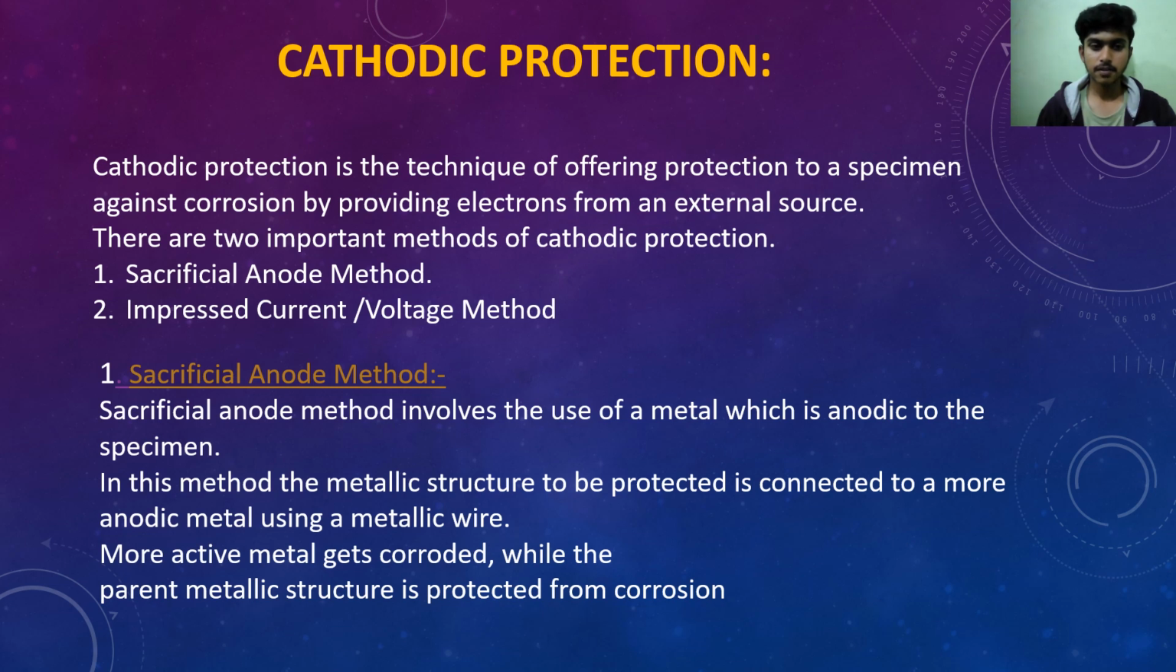First one, sacrificial anode method. The sacrificial anode method involves the use of a metal which is anodic to the specimen. In this method, the metallic structure to be protected is connected to a more anodic metal using a metallic wire. The more active metal gets corroded while the parent metallic structure is protected from corrosion.